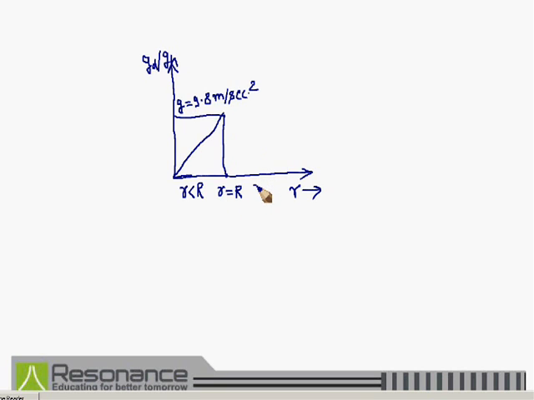And outside the Earth, where small r is greater than capital R, we get the relation gh is proportional to 1 upon r square. So we get the graph like this. Here gd is proportional to r, and here gh is inversely proportional to r square.